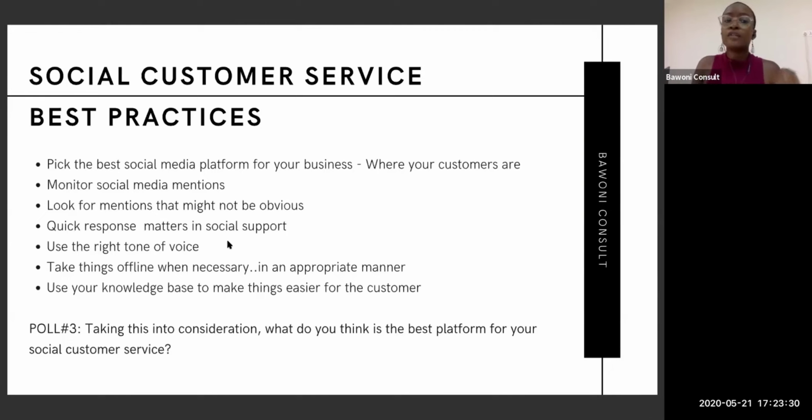The next thing is you have to monitor your social media mentions. I usually recommend that, because it's so hard when you're on like 3 different platforms, use a social media management tool or a social media planner.